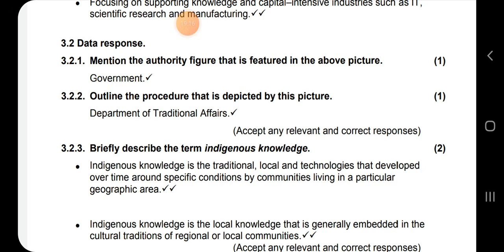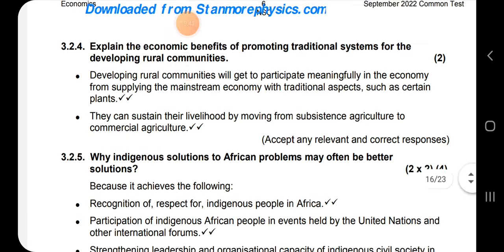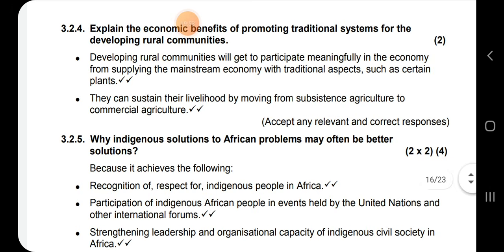So it's anything that you know has not been proven, but you know that works. So indigenous knowledge is the traditional, local knowledge and technologies that developed over time around specific conditions by communities living in a particular geographic area. So they're only known to people living in a specific geographic area and not widely known by everybody. So any explanation you give will be accepted as long as it's a true definition of indigenous knowledge.